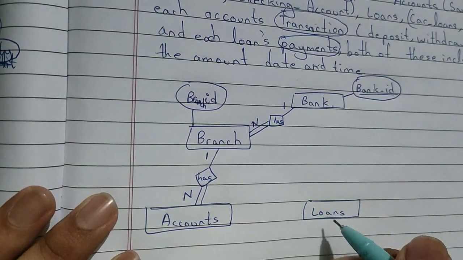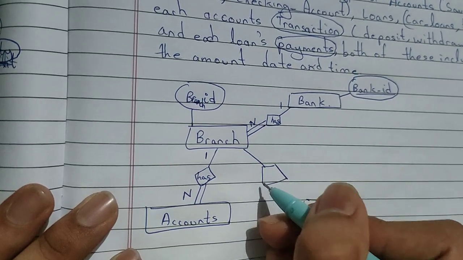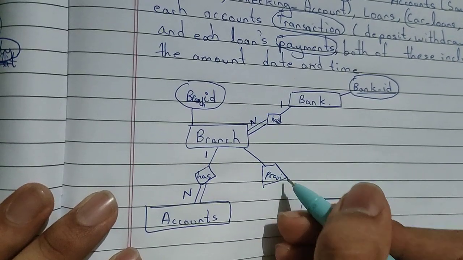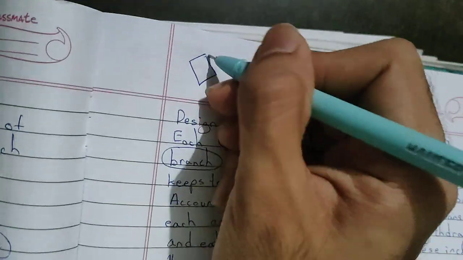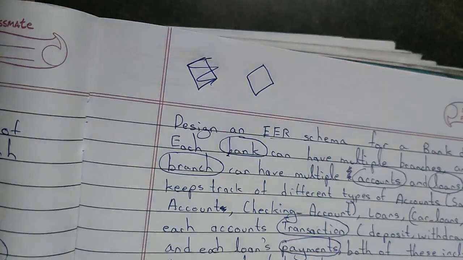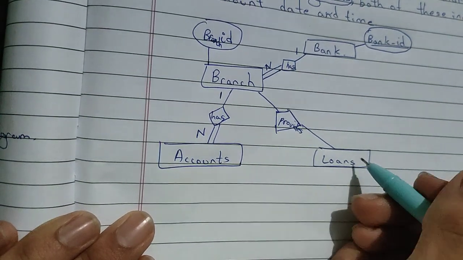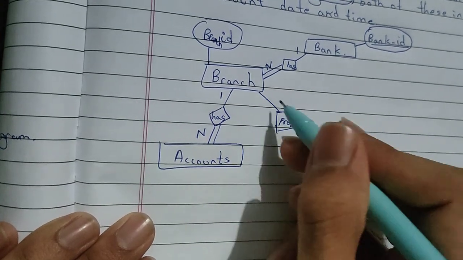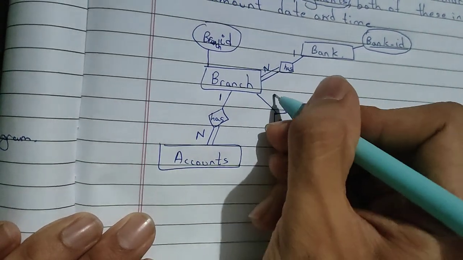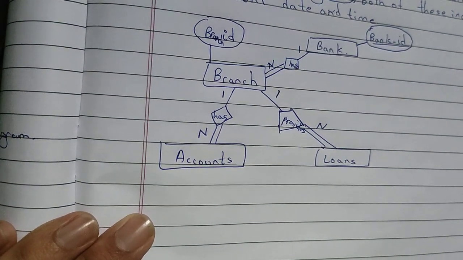Okay. And for the loans side also, the branch provides loans, no? So we'll use the word provides. I drew the diamond in a slant way, but it should be a proper diamond, okay? Like this, like a proper diamond. Yeah, something like that. Okay, so provides loans, okay? Now our loans will depend on the branch, no? So that's why there's total participation from the loans side. And one branch can provide n number of loans. So a 1:n relation. Okay.